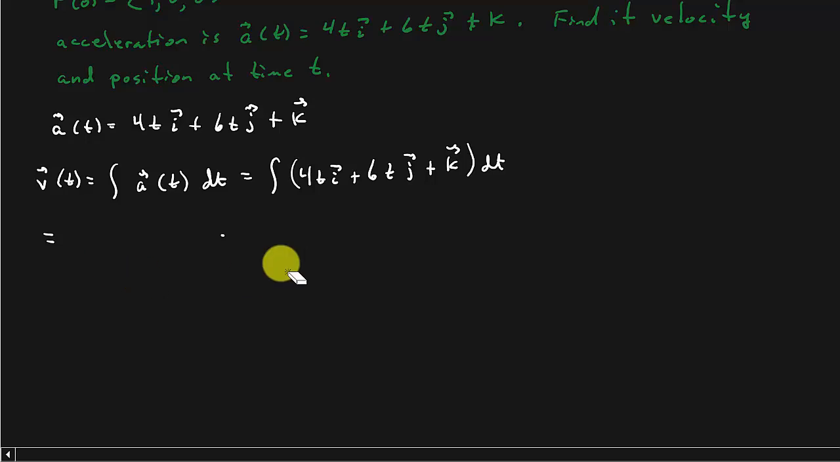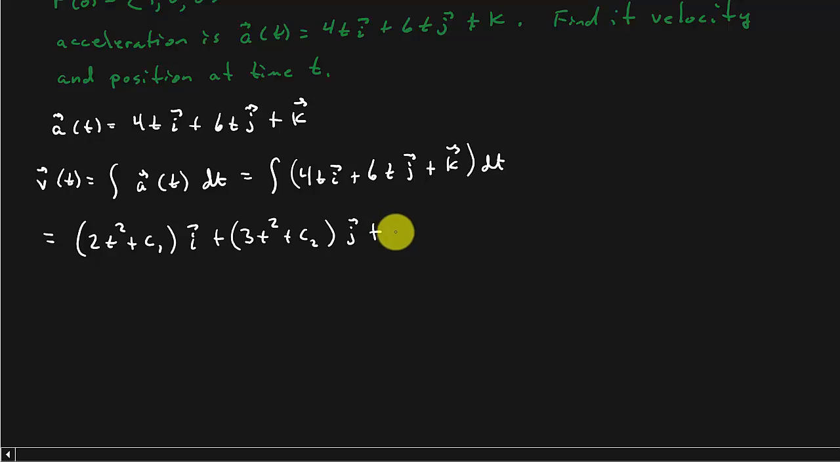Boy, did I mess up. Not thinking. So that is 2t squared plus, remember it's plus a constant, so we'll name this constant C1 times vector i plus 3t squared plus C2 times vector j plus t plus C3 times vector k. All right, so there we have it integrated.